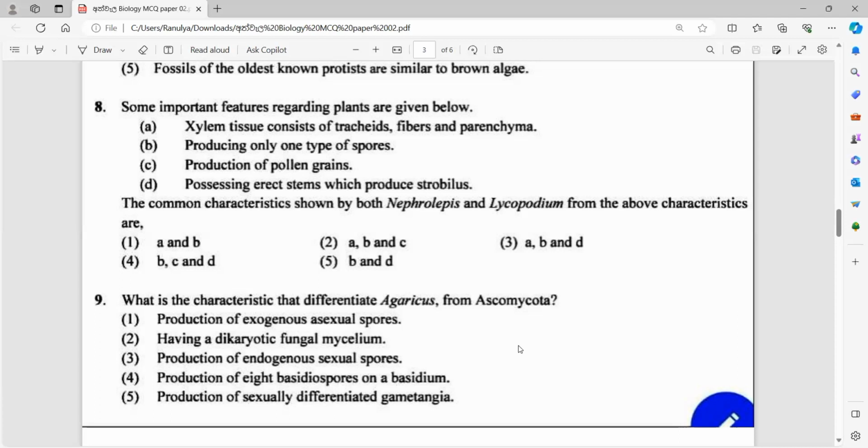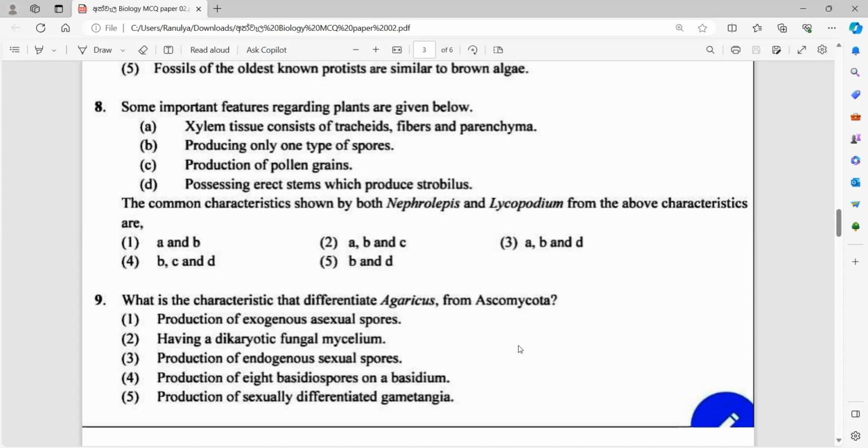Number 9, what is the characteristic that differentiates Agaricus from Ascomycota? Agaricus belongs to the Basidiomycota. You know, in kingdom Fungi, there are four phyla: Chytridiomycota, Zygomycota, Ascomycota, and Basidiomycota. So Agaricus, puffball, and shelf fungi belong to phylum Basidiomycota.